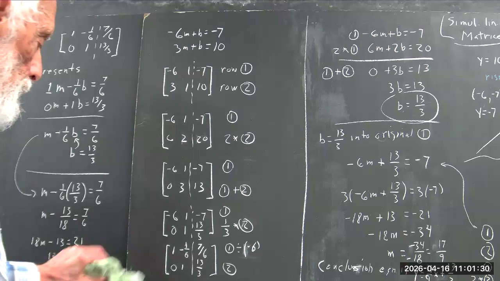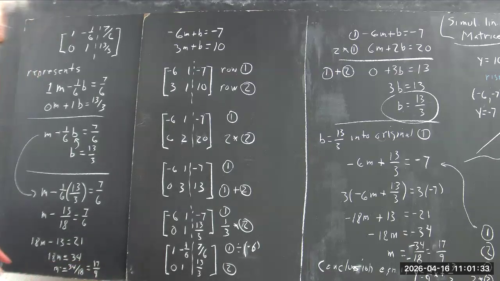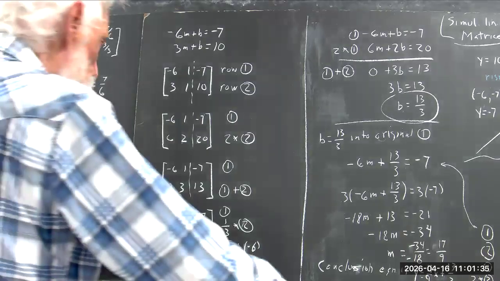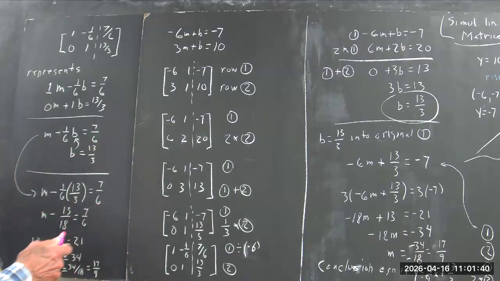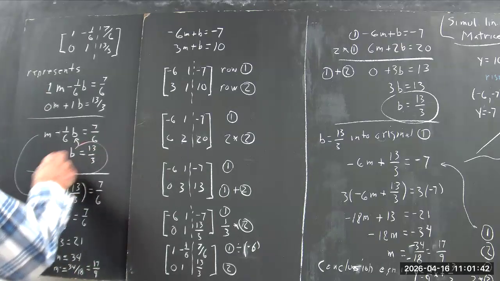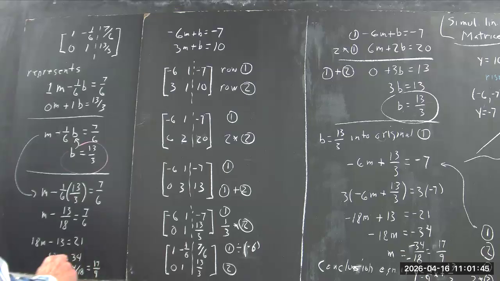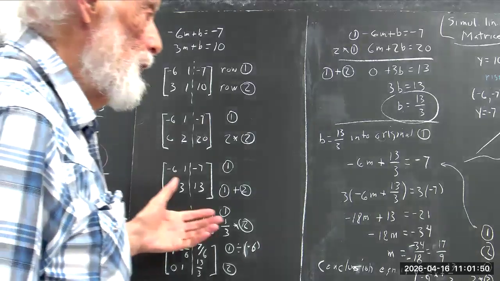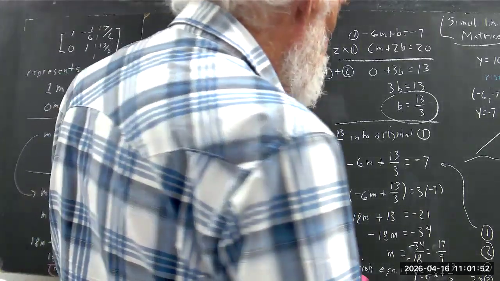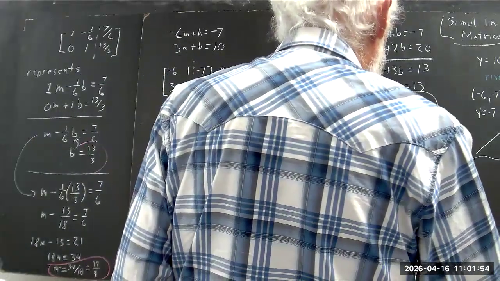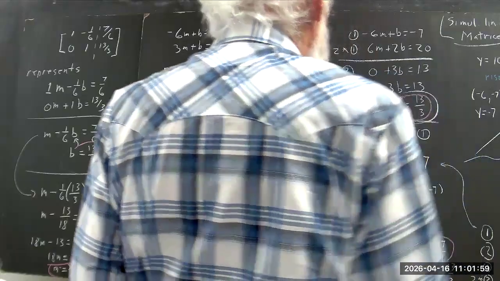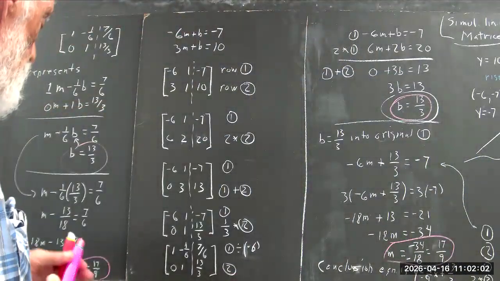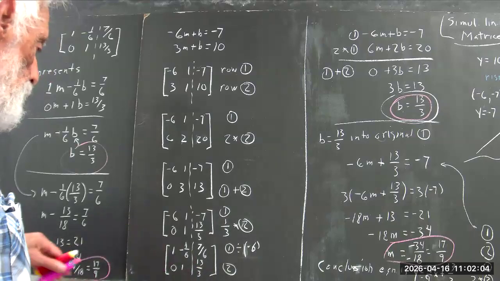And it shouldn't be surprising that I get exactly the same values for M and B from the matrix reduction process. I get B equals 13/3. I get M equals 17 over 9. Exactly the same numbers that I got when I solved the equations. Okay. So there's no difference in the result of the two methods.